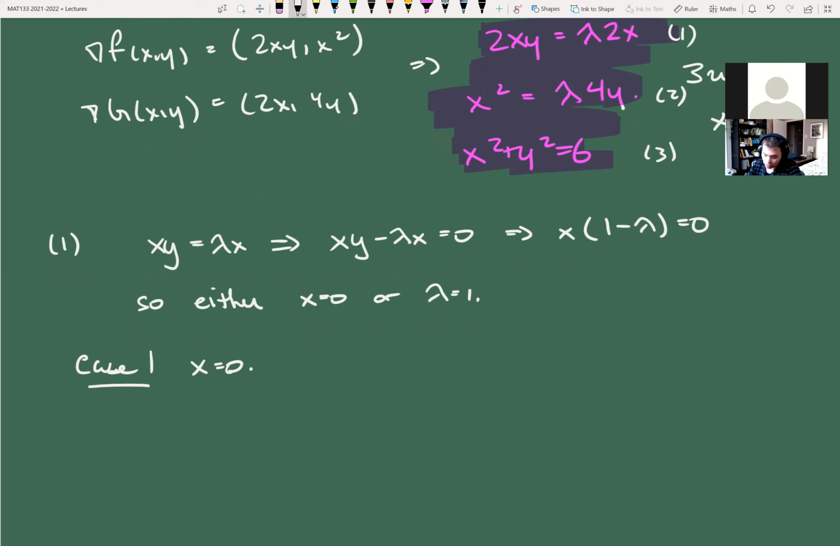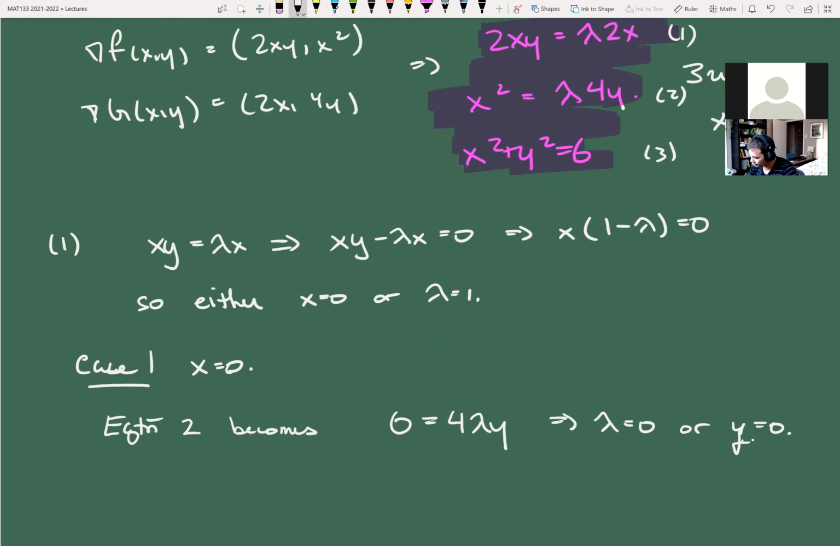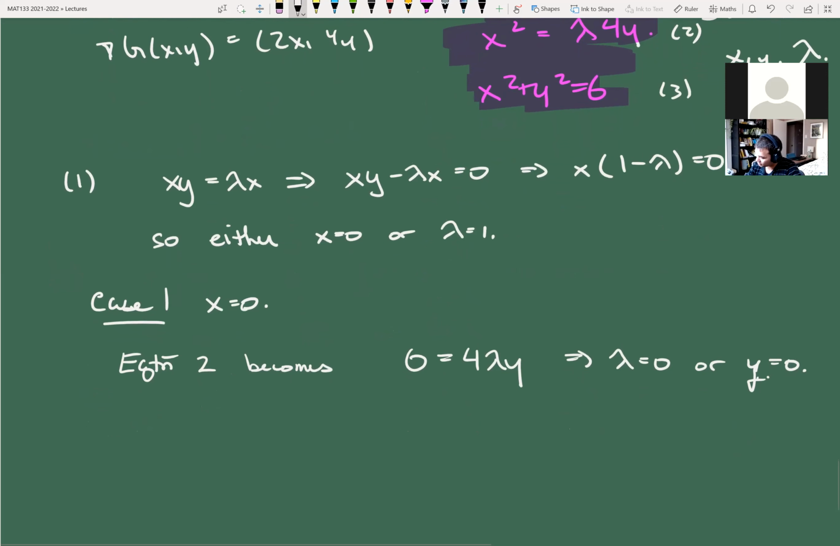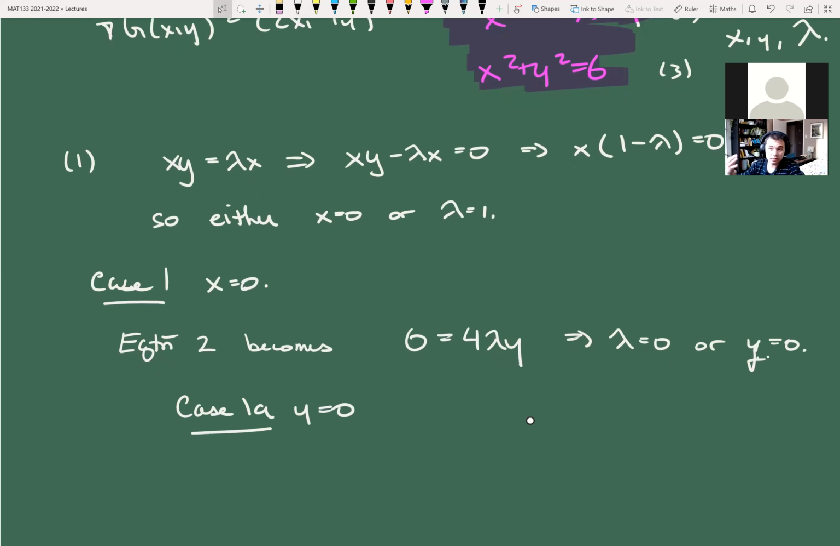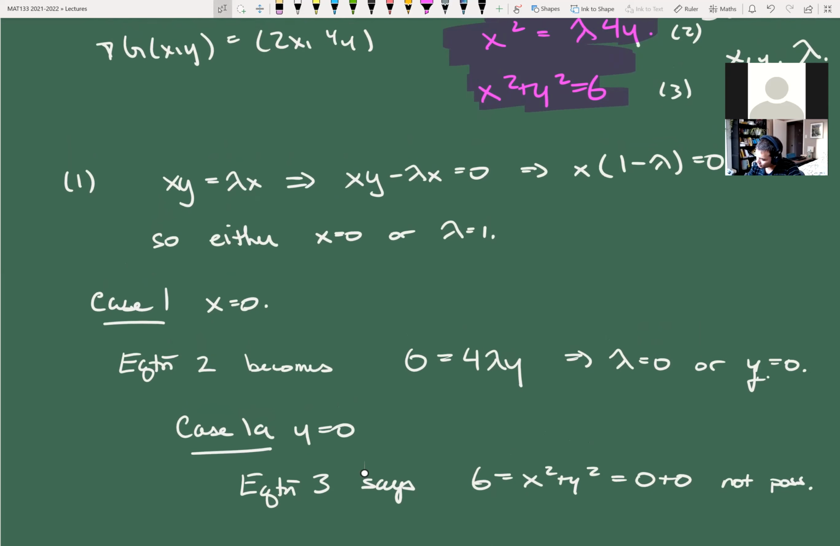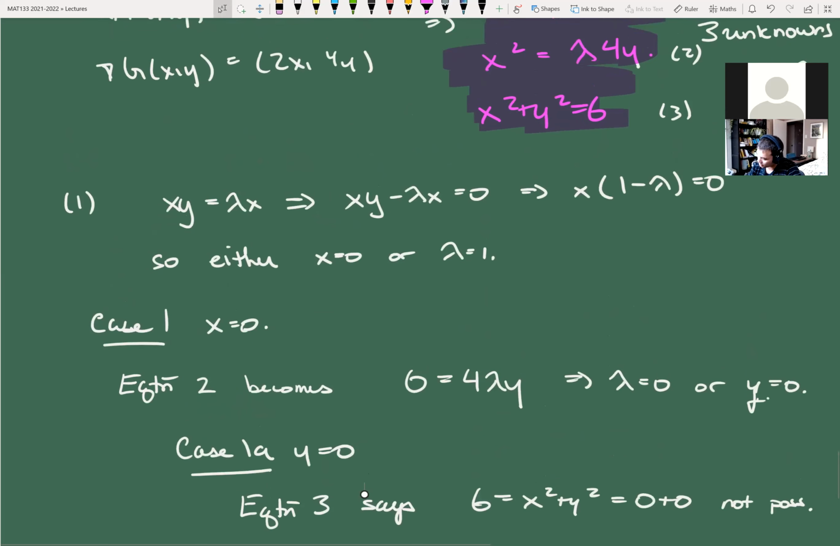If x is equal to 0, equation 2 becomes 0 is 4 lambda y, which implies either lambda equals 0 or y is equal to 0. Let's call this case 1a, where y is equal to 0. This is not possible, because now x is 0 and y is 0, but equation 3 says that 6 must be x squared plus 2y squared, which would be 0 plus 0, and that's not possible. If lambda is equal to 0, that doesn't tell us anything yet.